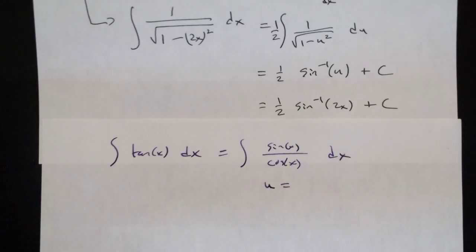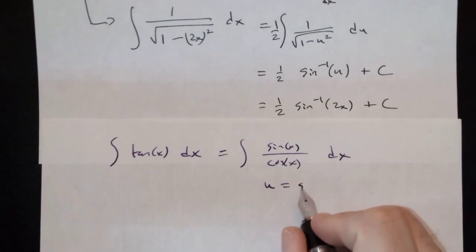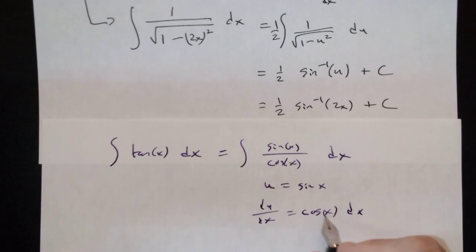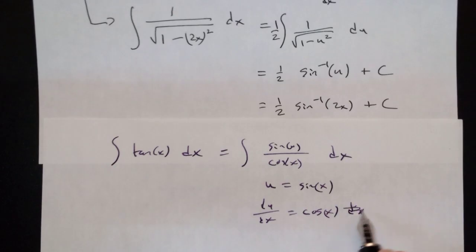Actually, yes, it really does matter. Which one did you want to use first? We can try both and see which one works. If I try sine, then du dx is cosine x dx. Oh, wait a minute, cosine x. Move the du over, and you get du equals cosine x times dx.